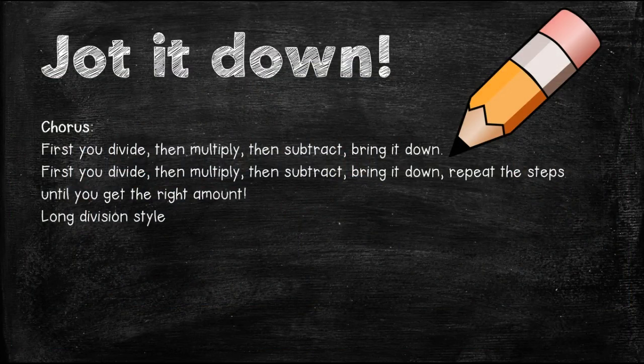This is, of course, the chorus to that wonderful song. First you divide, then multiply, then subtract, bring it down. First you divide, then multiply, then subtract, bring it down. Repeat the steps until you get the right amount.